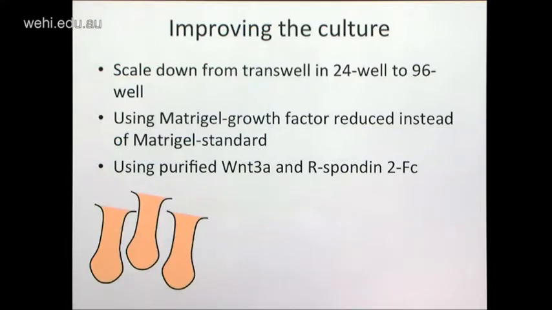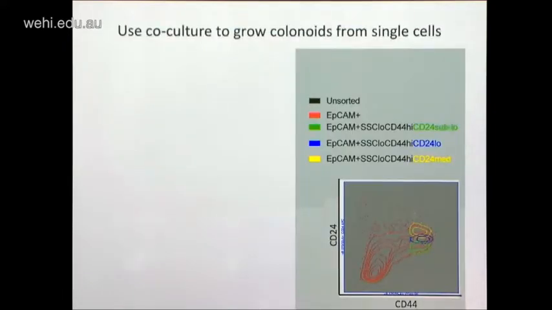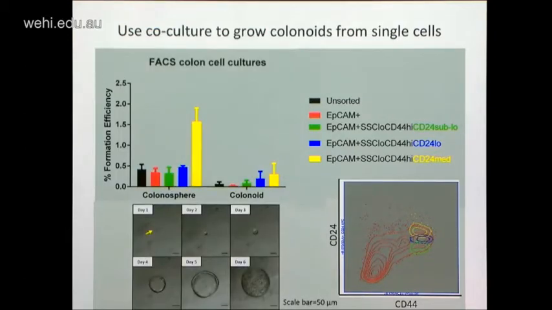Up to now, we can use the co-culture to culture crypts. Then the next question we want to see is whether we can use this co-culture to culture single cells from colon. So we use FACS to isolate epithelial cells from colon by EpCAM positive, side scatter low, and CD44 high. And then we subdivide the cells into 3 subsets, namely CD24 sub-low, CD24 low, and CD24 medium. And then we put these subpopulations to culture with WEHI cells. And then we see the colony forming efficiency was highest in the CD24 medium subset.